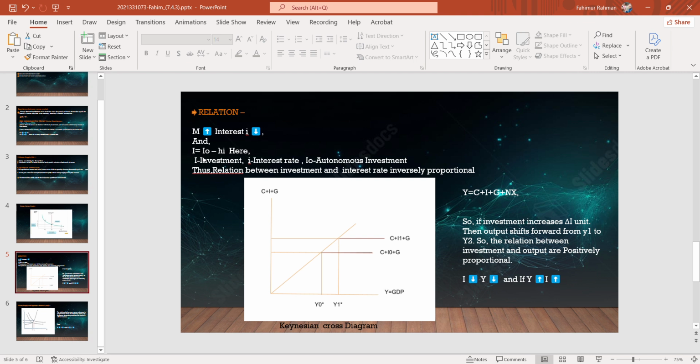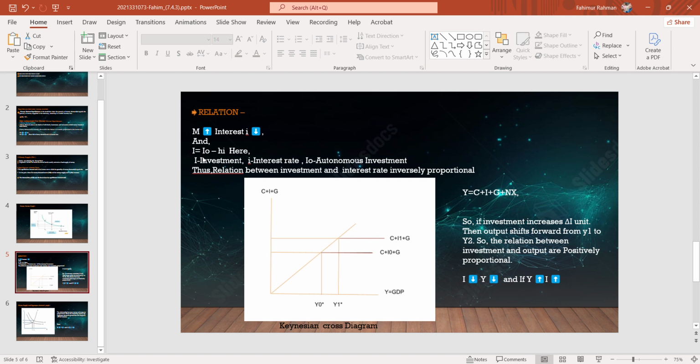C plus I naught plus G and C plus I1 plus G represent different levels of investment. C plus I naught plus G represents a low level of investment, and C plus I1 plus G represents a high level of investment. For the low level of investment, we will get Y naught, that means low output, and for the high level of investment, we will get the high level of GDP, Y1.